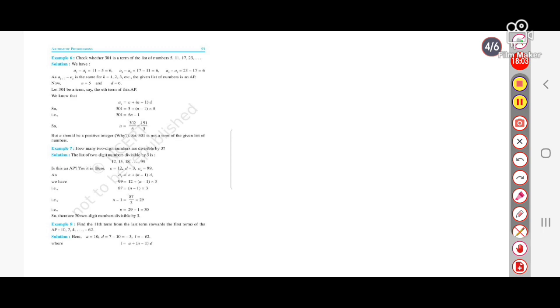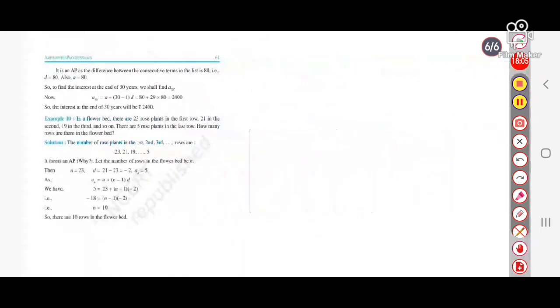You just work it out. Example 8 up to 10th, right? Okay, 10th is a word problem. We'll just see what it is. 9th example, you just try it. If you have any doubt, text me in the comment section. I will work it out. 10th example is a word problem.